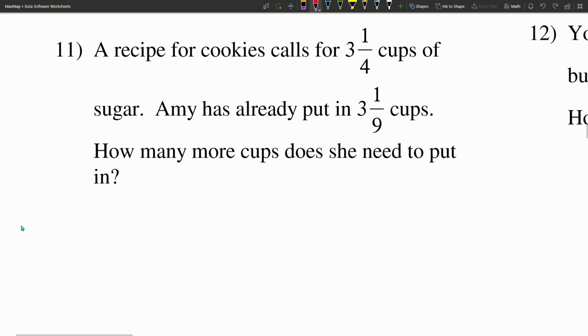So far on this worksheet, we've worked with integers and we've worked with decimals. Now we're going to work with fractions. For number 11, it says that a recipe for cookies calls for 3 1/4 cups of sugar.